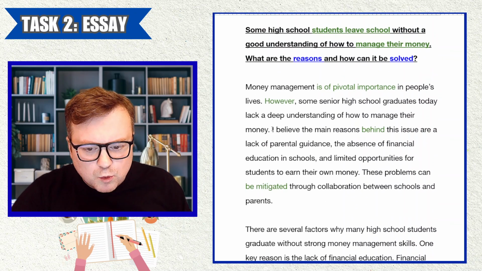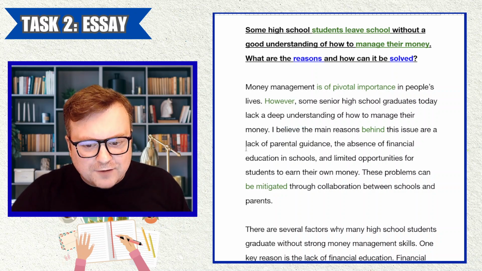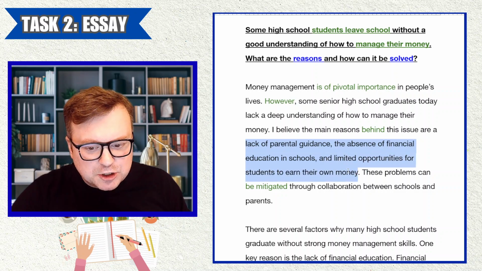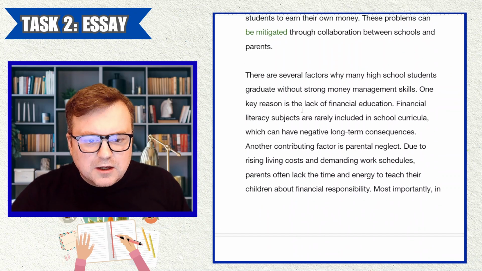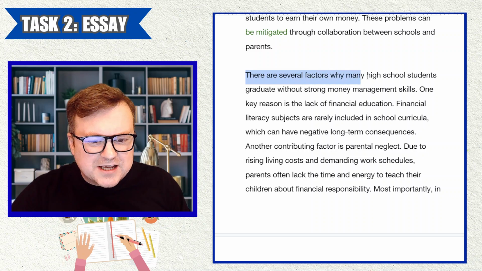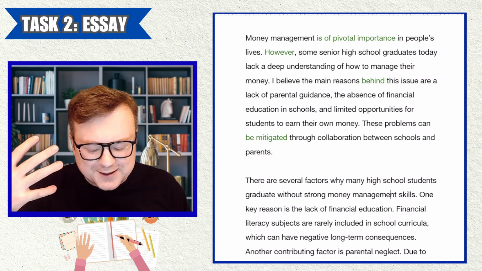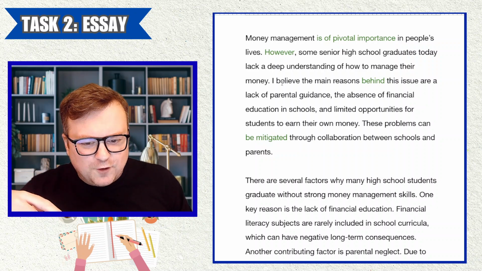Okay, so now we should have a body paragraph. If the work is logically organized, we should have a body paragraph that talks about lack of parental guidance, the absence of financial education in schools, and limited opportunities for students to earn their own money. This should be the focus of body paragraph 1. Let's see. Okay, there are several factors, and this is one reason. Sorry, I know I'm thinking aloud and I understand my thoughts. You might not. We want to avoid repetition.